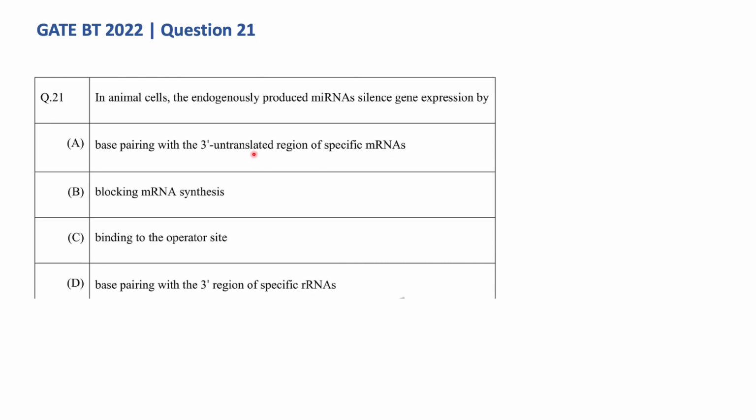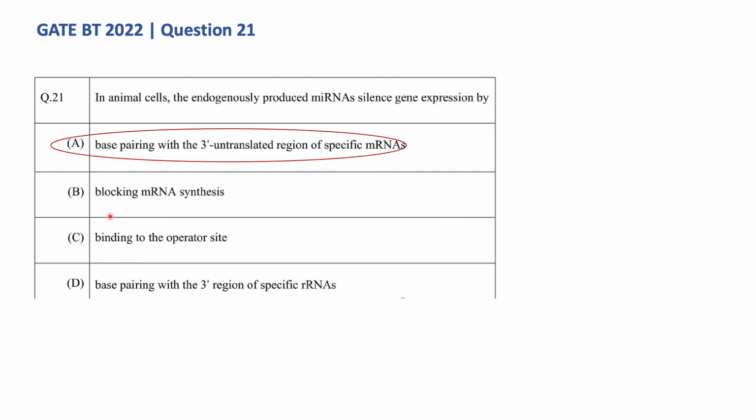Now coming back to our question, in animal cells, the endogenously produced microRNAs silence gene expression by... Like we saw, the microRNAs silence gene expression by binding to the 3' untranslated region of specific mRNAs. So the answer here would be option A, base pairing with the 3' untranslated region of specific mRNAs.